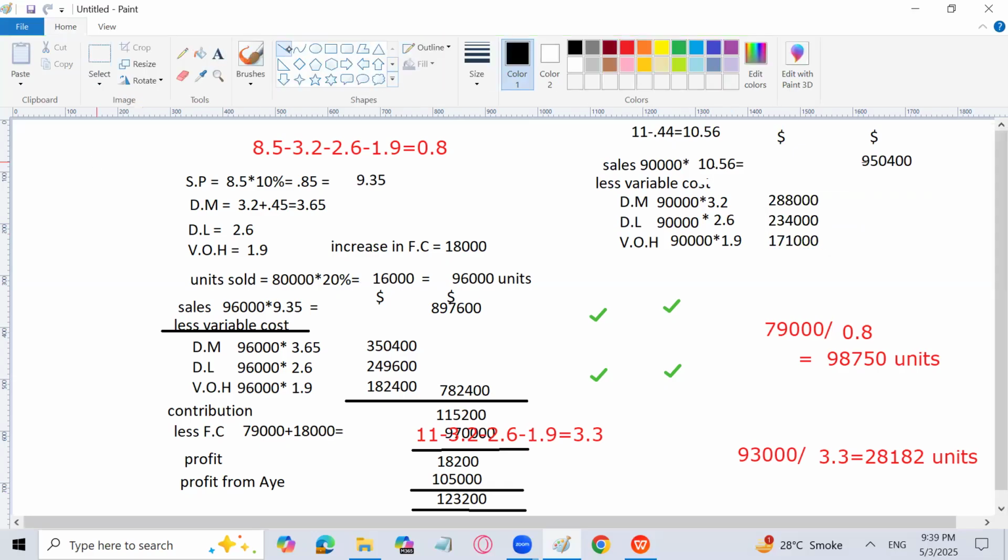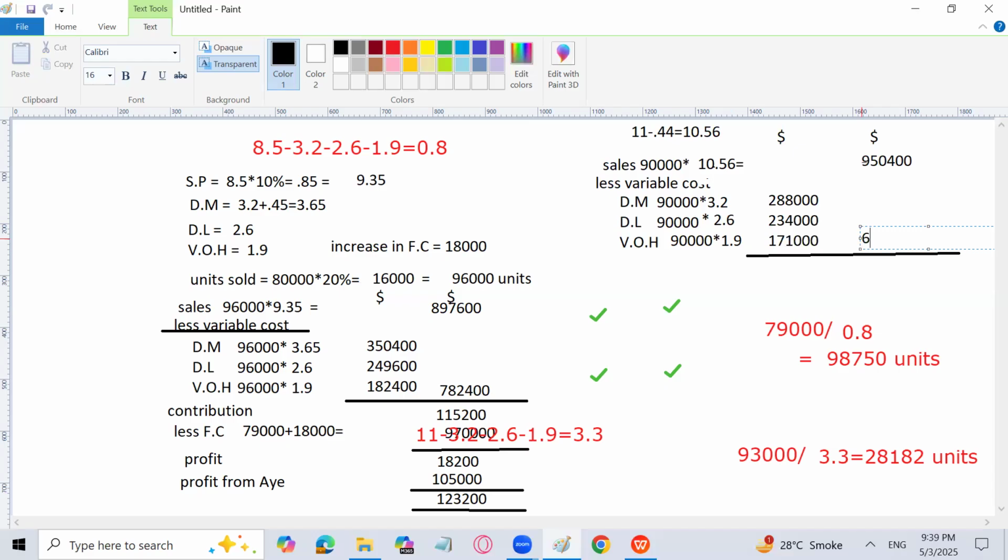I will add them up. That will be the total variable cost. 288,000 plus 234,000 plus 171,000 is 693,000. So I will subtract 693,000 minus 950,400. So 2,57,400 is going to be the contribution.